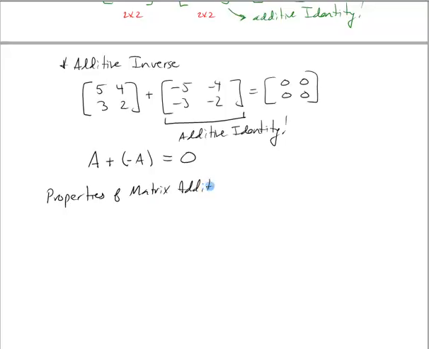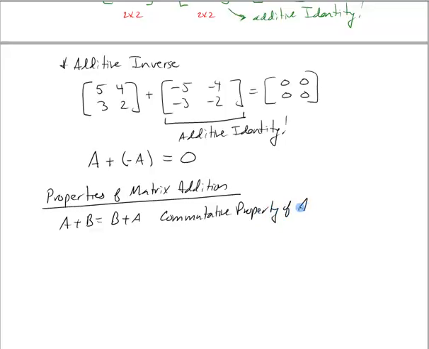Now these will be very similar to properties that you've already learned of numbers. So first of all, when you are adding two matrices, order doesn't matter. So A plus B equals B plus A. Now this is called the commutative property of addition. Now be careful here. Please understand that A and B are matrices.